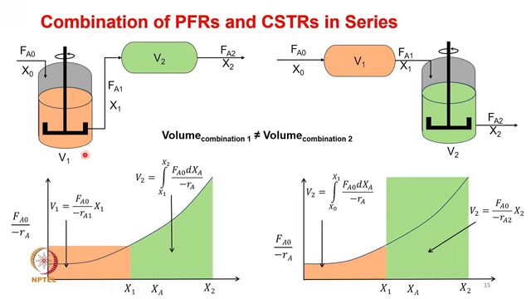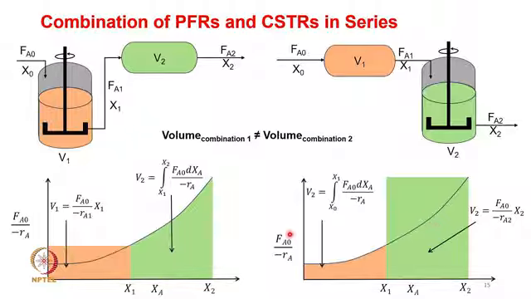So in the first case, when we start plotting Fa0 by minus Ra against x, the volume of the CSTR would be this particular area, the area of the rectangle up to x1. The remaining part would be the integral from x1 to x2 of Fa0 dxa by minus Ra, which is the area under the curve. In the second case, since your PFR is coming first, the volume of the PFR would be the area under the curve first. Then you have the area of the rectangle formed by the second reactor.